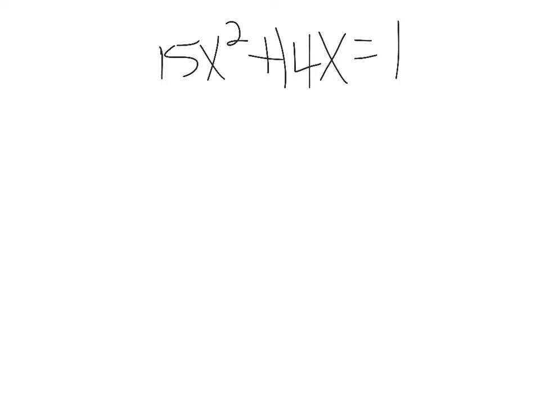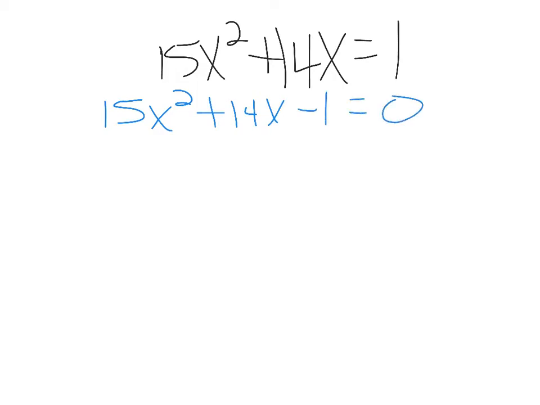Now that I've rewritten my equation as 15x squared plus 14x equals 1, I can solve this quadratic equation. Our first method of trying to solve a quadratic equation should be setting our equation equal to 0, factoring it, and using the zero product property. To set this equation equal to 0, I would have to subtract 1 from both sides of the equation. I get 15x squared plus 14x minus 1 equals 0.